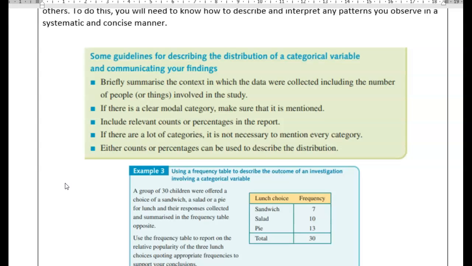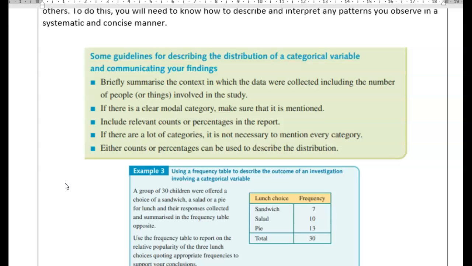So first of all, briefly summarize the context in which the data were collected, including the manner of people or things involved in the study. So the example we're going to look at in a second is the same as the previous section with the 30 children and what they wanted for lunch, sandwich, salad, or a pie. Okay, so that's the context. Okay, so 30 children and what they want for lunch. If there is a clear modal category, make sure that is mentioned. So remember, from the previous section, we realized that the modal category was pie. It was the most frequent.